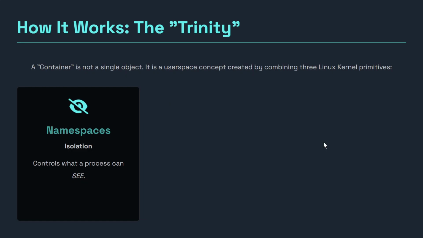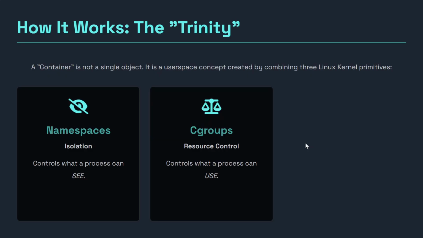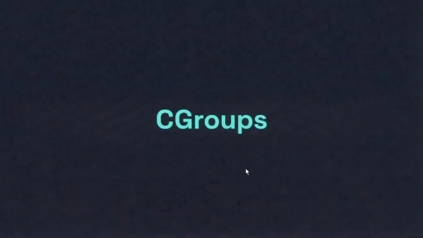The next Linux kernel concept that makes containers work are the Cgroups, also known as control groups. They manage resource control, limiting what a process can use. Let's take a closer look. Cgroups are the police of processes. They control what a process can use and prevent the noisy neighbor problem. Let's see how they work.